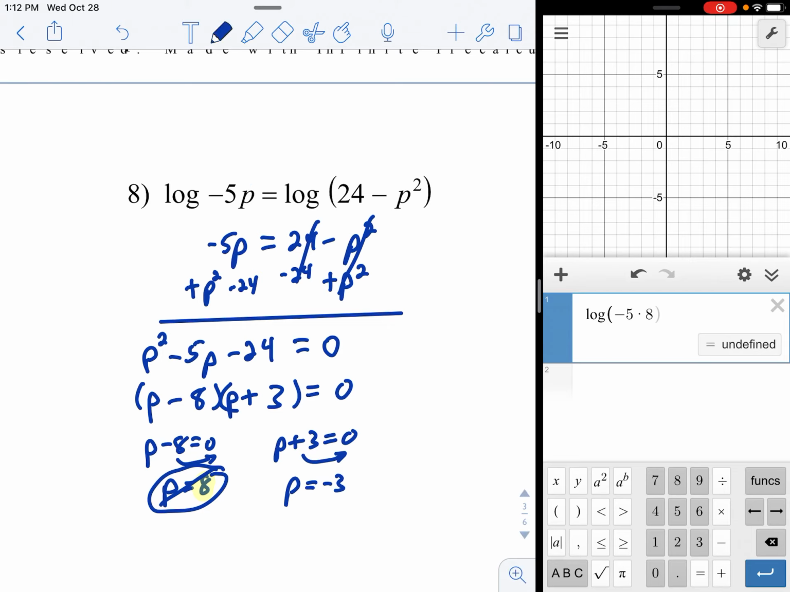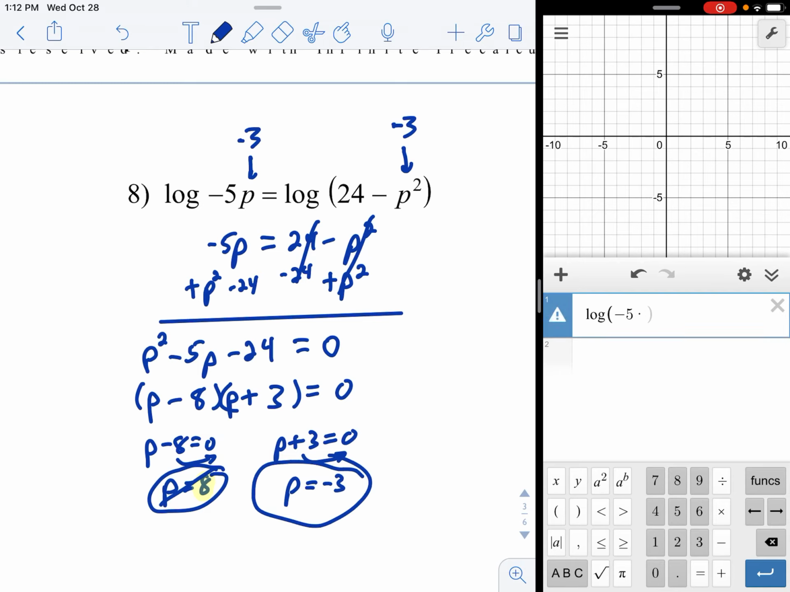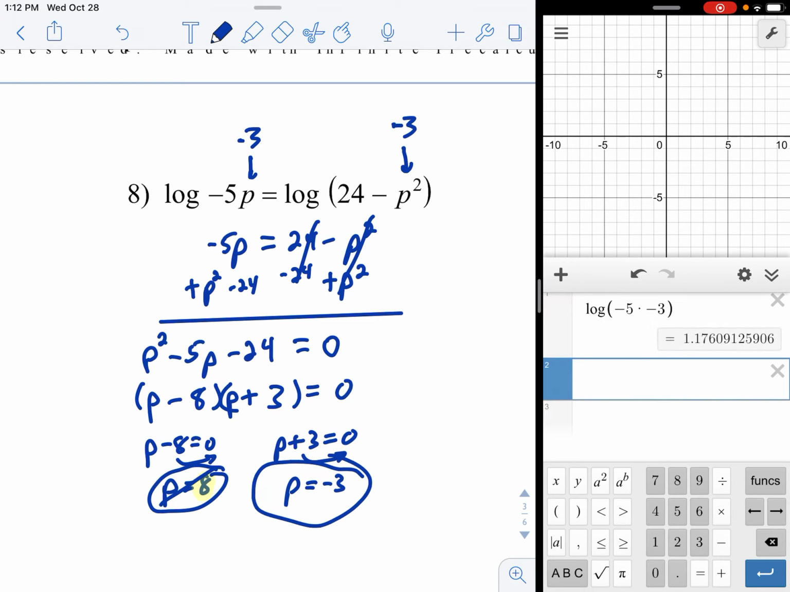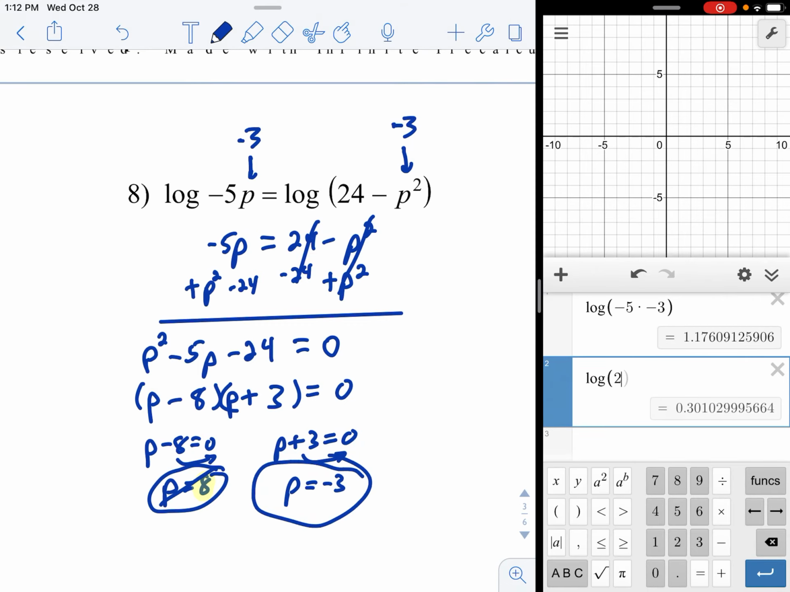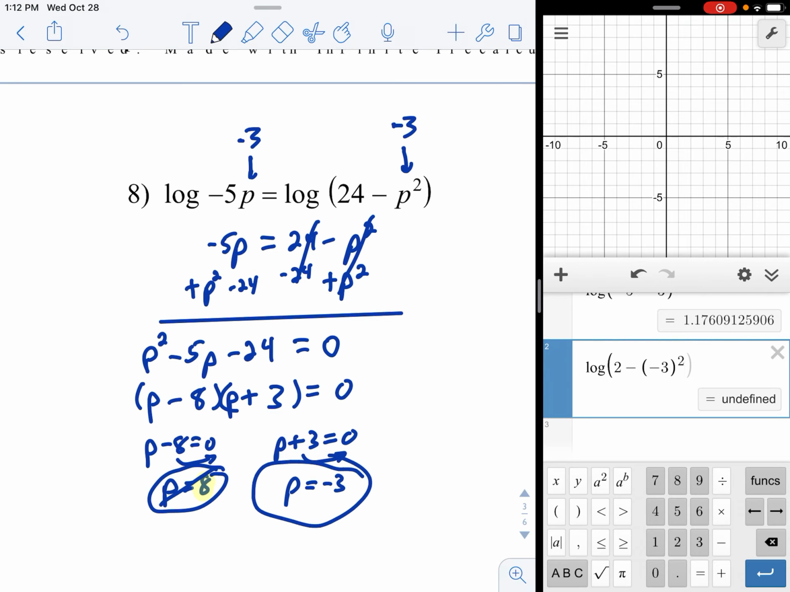Now I'm going to pretend like I didn't see the answer key and I don't already know that -3 is the answer. Let's plug in a -3 here and here. So back the truck up and make this a -5 times -3. And I get 1.176. Now I'll do the other side. So that's function log 24 minus parenthesis -3 parenthesis, and then squared. Oh, that's supposed to be 24. Smart guy. Okay, and you see the exact same answer now.